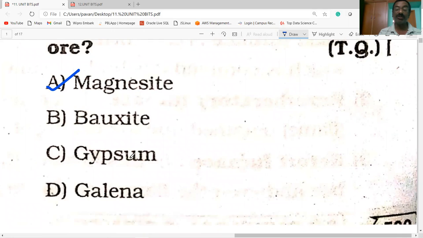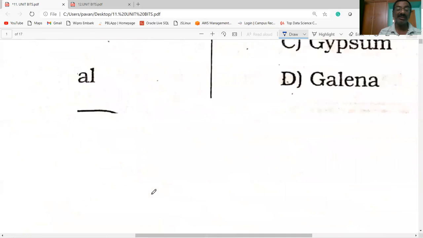Gypsum CaSO4 2H2O, it is sulfate ore. Galena PbS, it is sulfide ore of lead anamata. So aa vidhanga formula nu batti manamu cheppavalsi untundi.